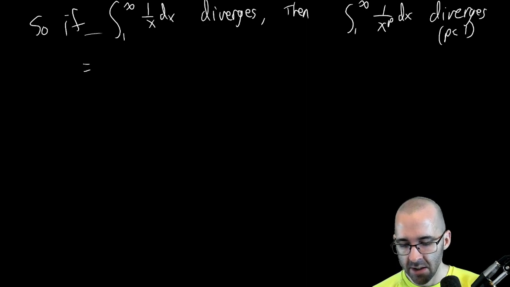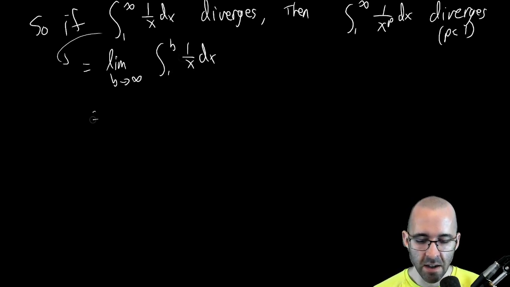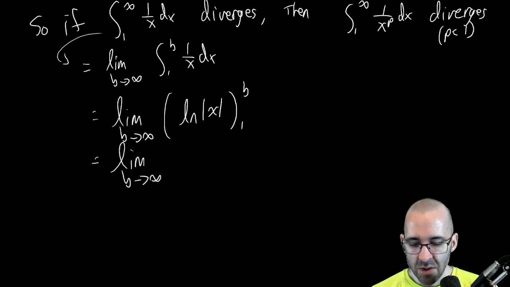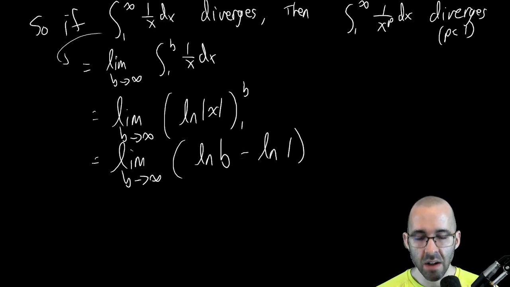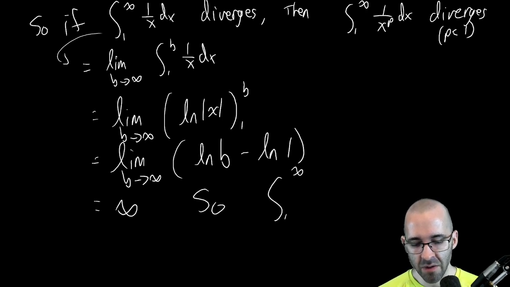This is the limit as b goes to infinity of the integral from 1 to b of 1 over x dx. This should be quick. Its antiderivative is ln absolute x. And as b goes to infinity, this is the natural log of b, a positive number, minus the natural log of 1, which is 0. Yep, that's infinity. Natural log of an infinitely big number is infinity. So the integral from 1 to infinity of 1 over x to the p dx diverges.